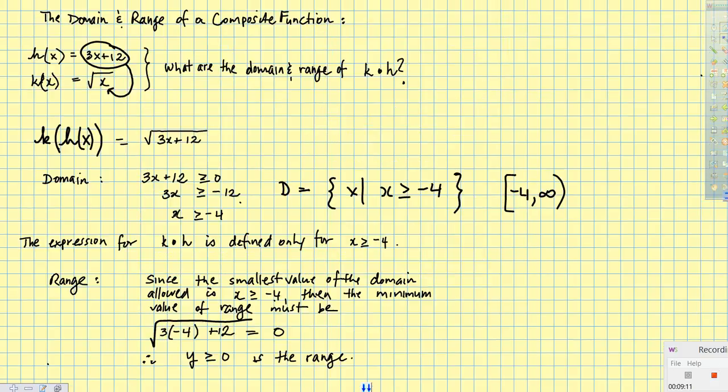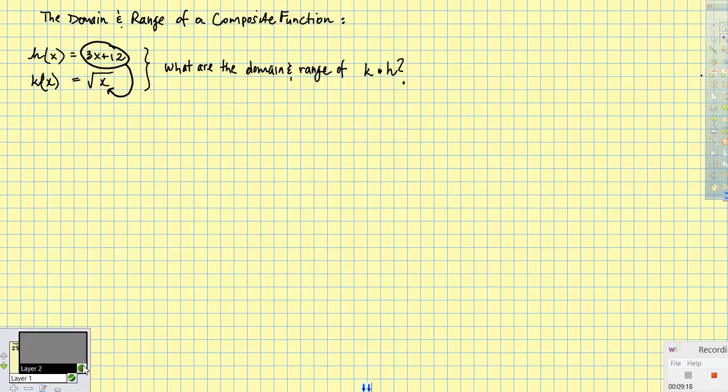Okay, having said that, let's look very quickly at the domain and range of a composite function. So the gist of it is this: we have looked at finding the domain and range of all sorts of functions. We looked at the domain and range of an actual graph. We've then looked at finding the domain and range algebraically, without the graph. Now what we're going to do is take a look very quickly at the domain and range of a composite function.